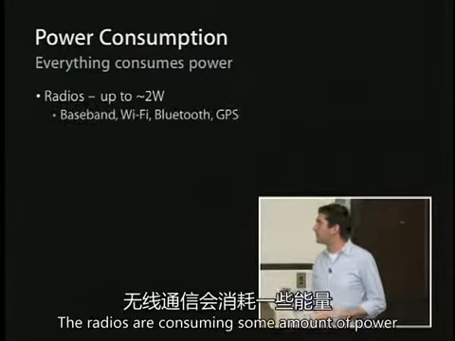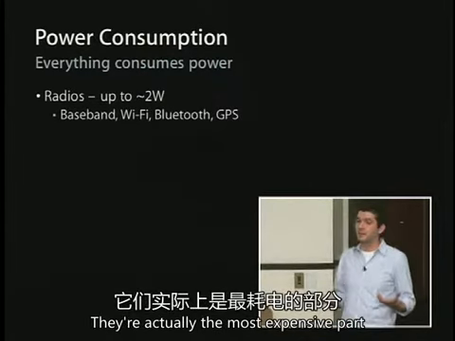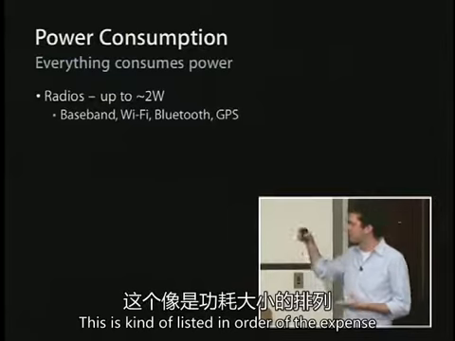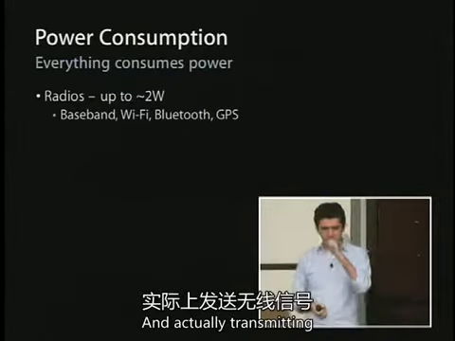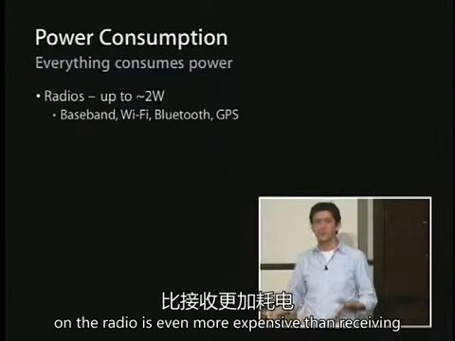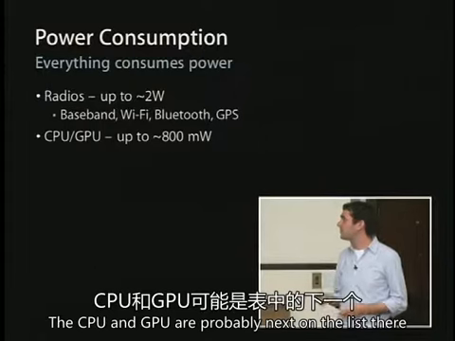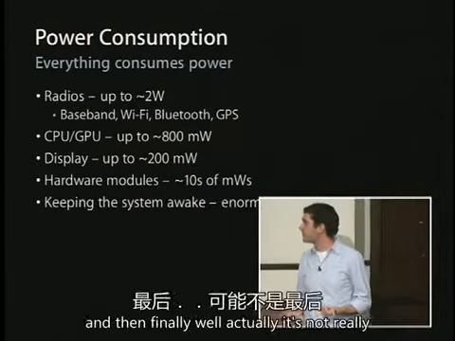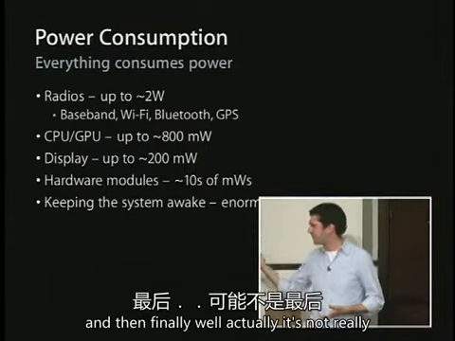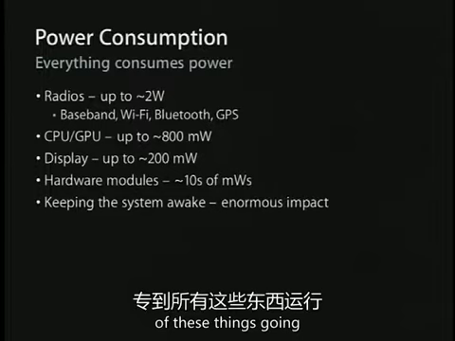Yeah, I mean, everything consumes power. The radios are consuming some amount of power. They're actually the most expensive part. This is listed in order of the expense. And actually, transmitting on the radios is even more expensive than receiving. The CPU and GPU are probably next on the list there, followed by the display, the hardware modules, and then finally, well, actually, that's it really. But keeping the system awake actually will keep all of these things going.